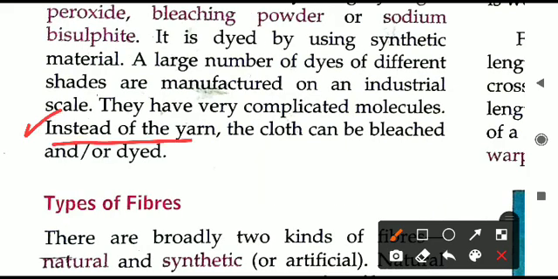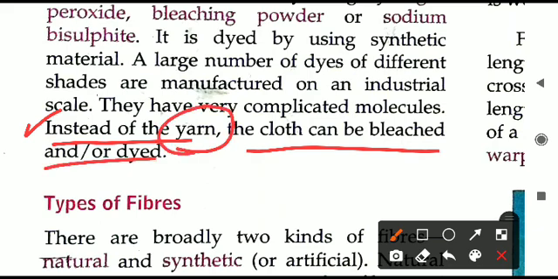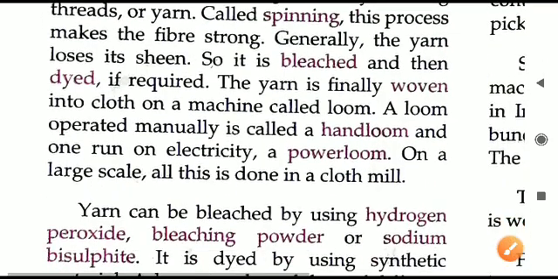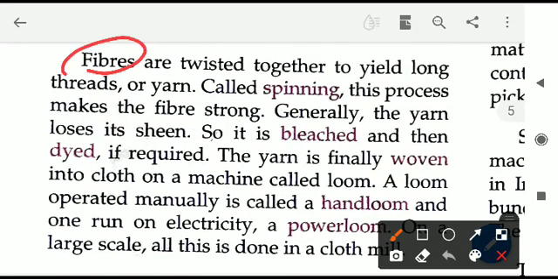Instead of the yarn, the cloth can be bleached and dyed also. It is not compulsory that we always take the yarn for bleaching. We can first convert this yarn into the cloth, and afterwards we can do the dyeing and bleaching also. Clear? What we said in the beginning, you would have seen here, we have converted the fiber into yarn, and this yarn only is taken for bleaching.